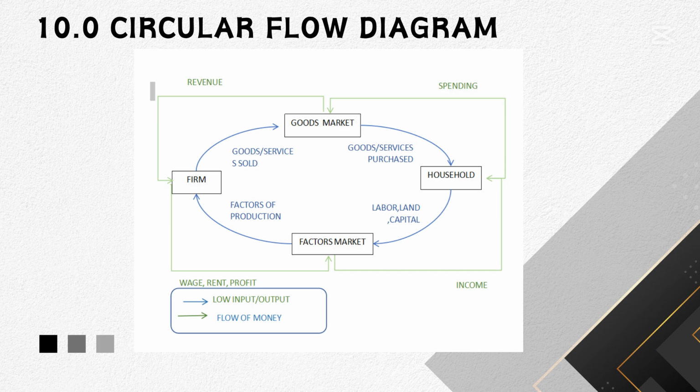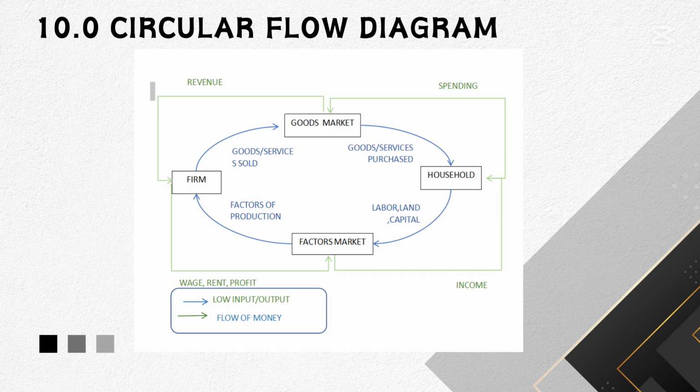Firm represents business that produces goods and services. It hires factors of production from households, and sells goods and services to households, the government and foreign markets. Government collects taxes from households and firms, provides public goods and services such as infrastructure and education, and transfers income through programs like welfare. The fourth one is the foreign sector. In an open economy, it represents trade with other countries, including export, goods and services sold to other countries, and import, goods and services bought from other countries.